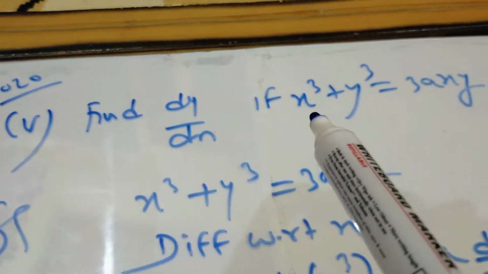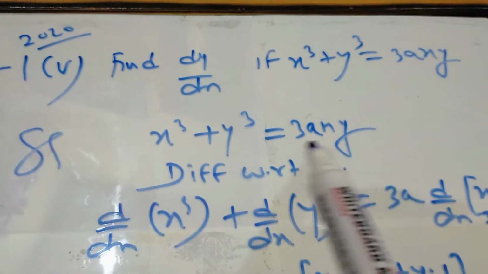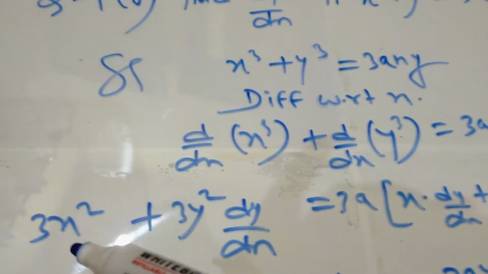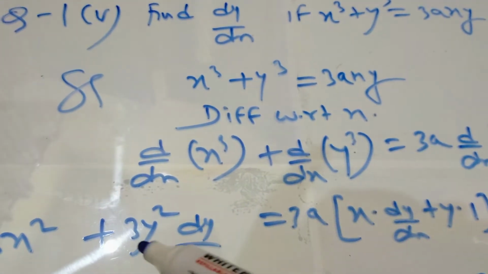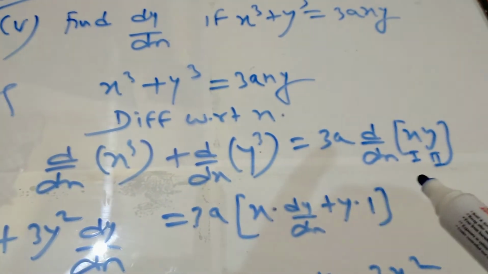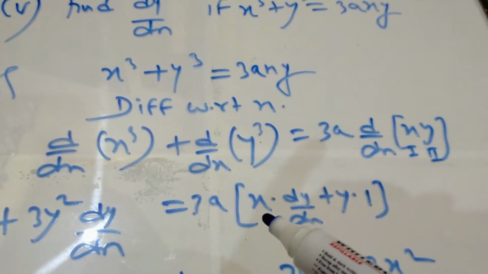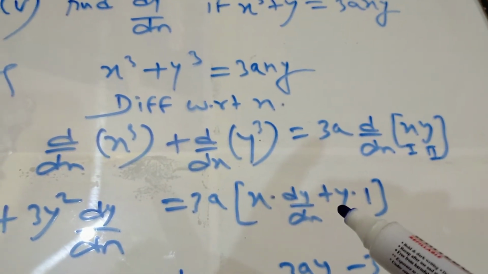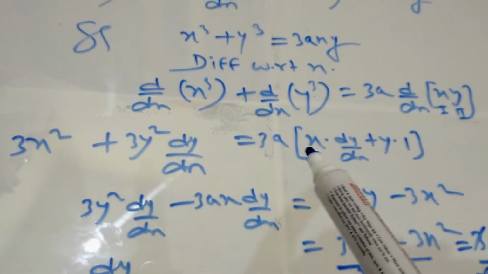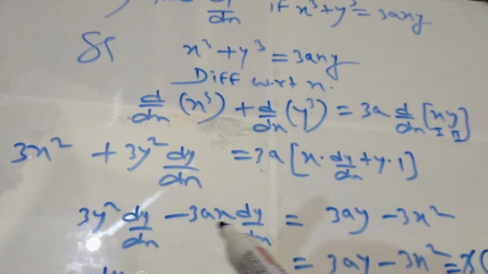Find dy upon dx if x cube plus y cube is equal to 3axy. Here I have copied the given portion and differentiated with respect to x. Differentiation of x cube is 3x square. Differentiation of y cube is 3y square dy upon dx; I applied the chain rule here. Here I applied the product rule because two functions are multiplied, 3a common. First function as it is, differentiation of second as it is, plus second function as it is, differentiation of first; differentiation of x is 1. Now I multiplied this 3a inside the bracket and segregated dy upon dx together.